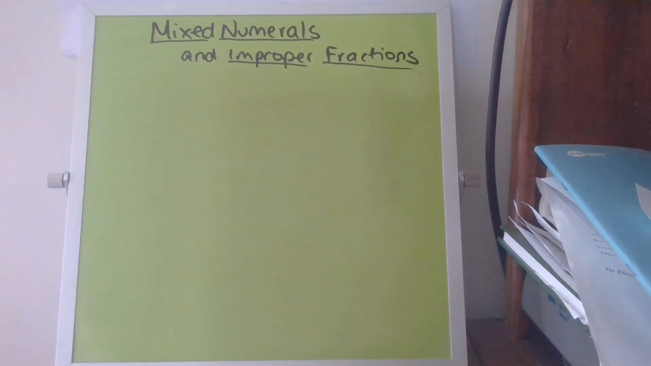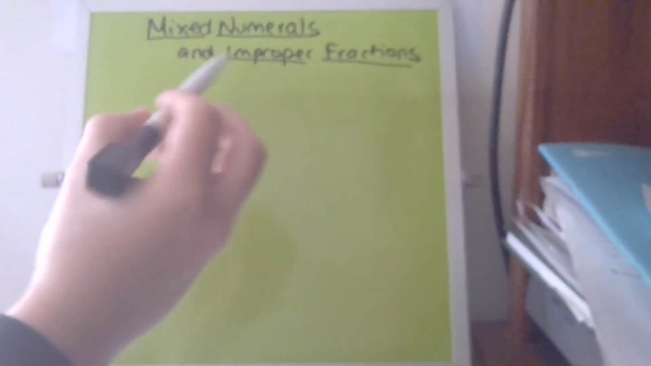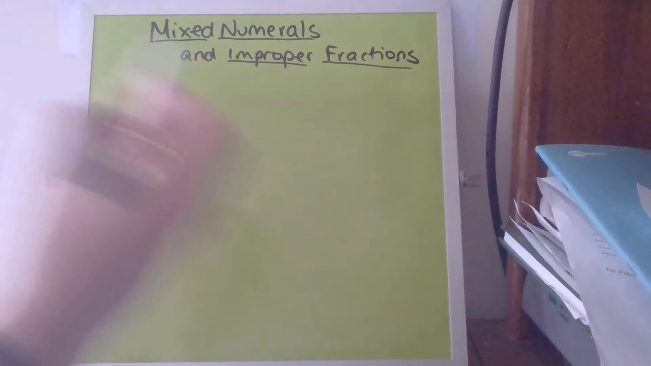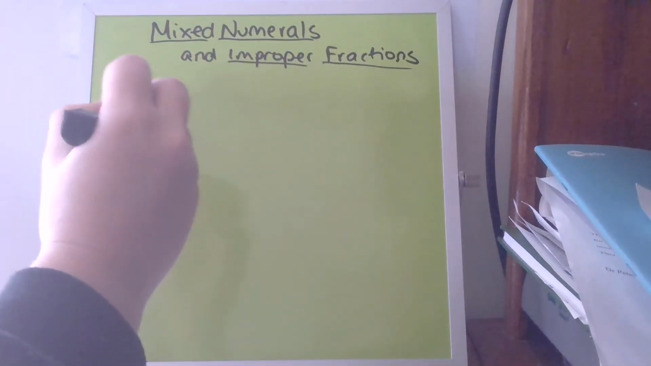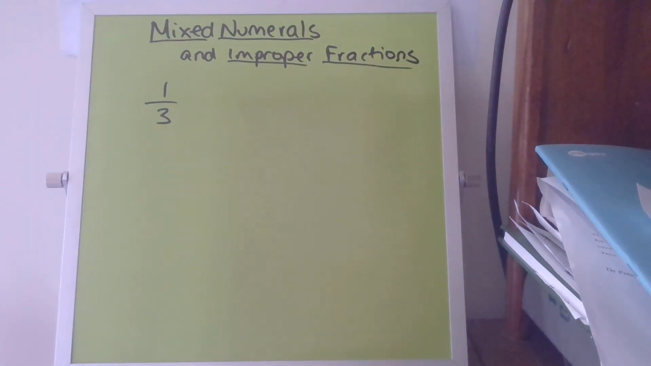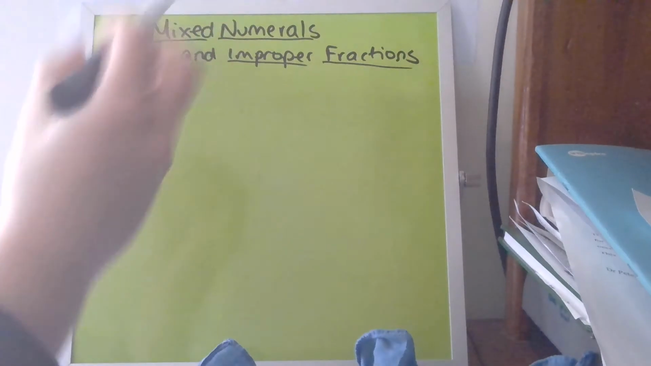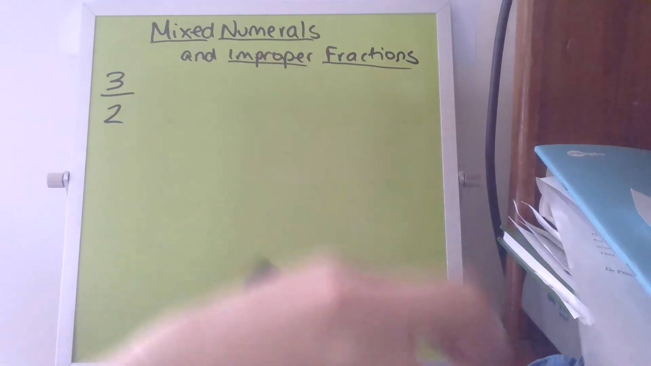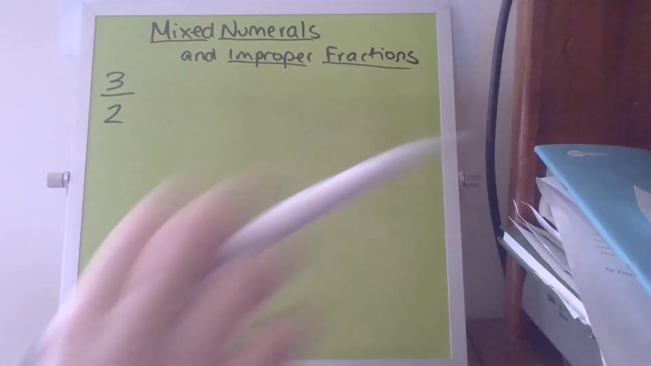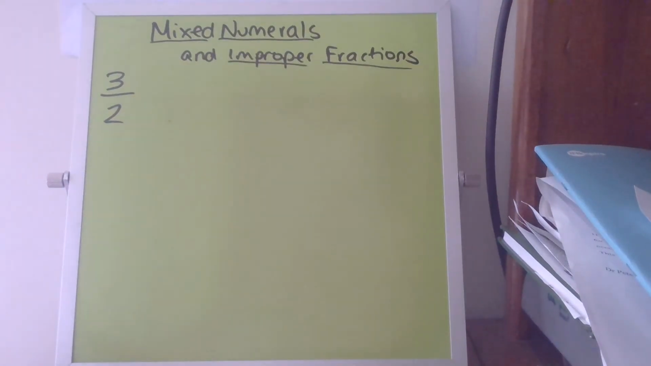This video is on mixed numerals and improper fractions. Now, when we see fractions, we're used to seeing fractions where the numerator is smaller than the denominator, say like 1/3. That's called a proper fraction. But what happens when we have a fraction like 3/2, where the numerator is actually bigger than the denominator?